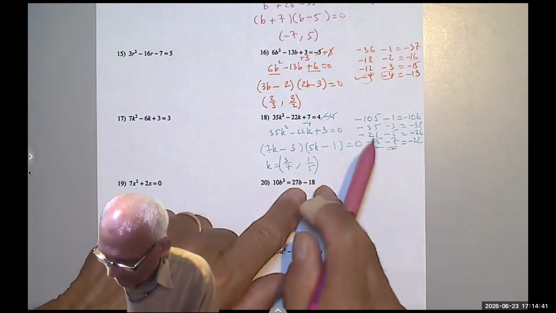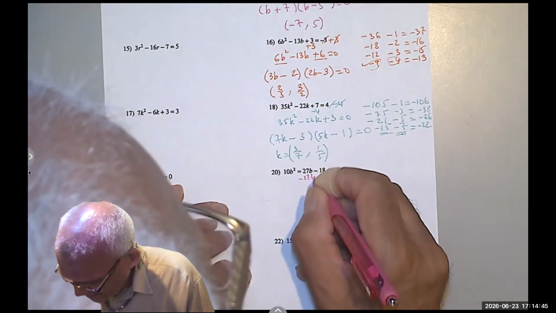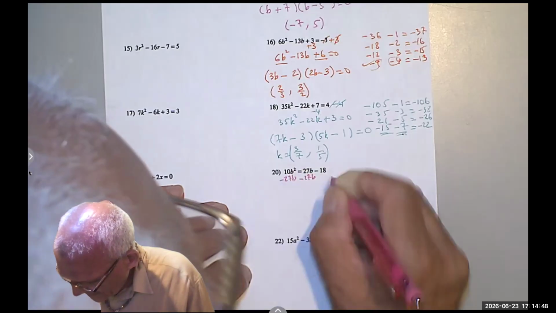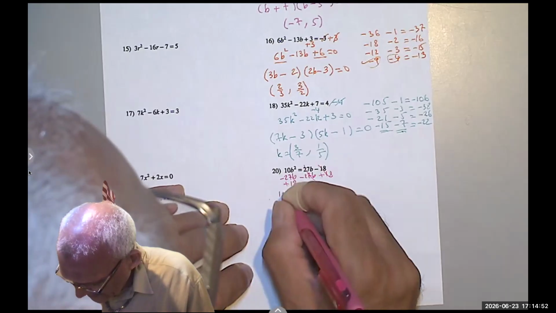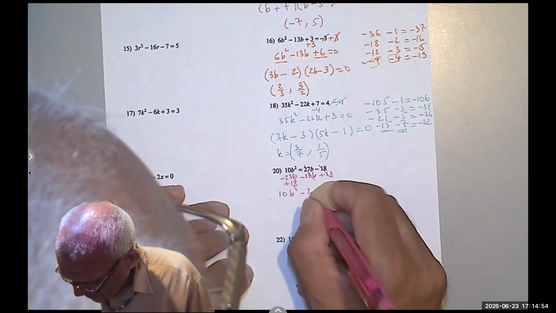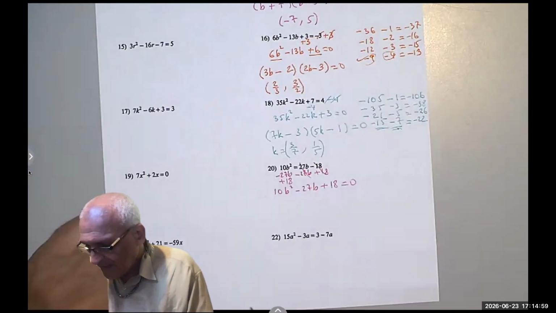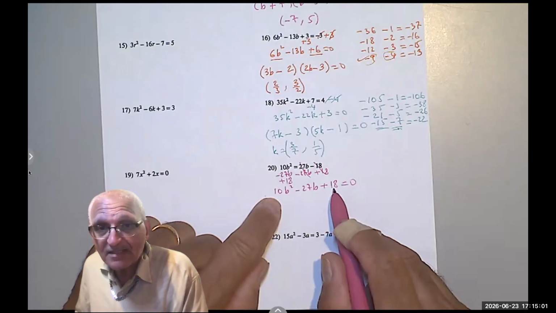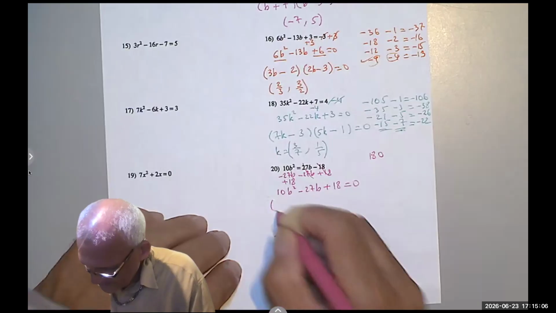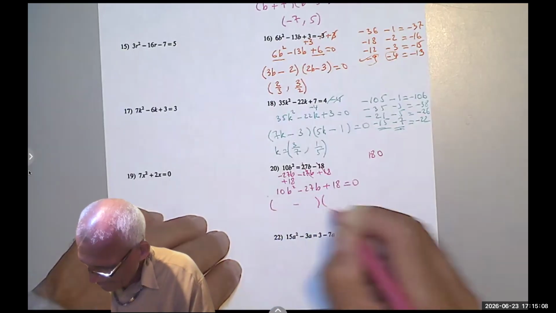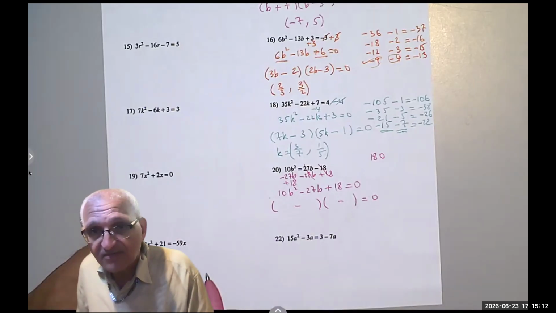Okay, now I'm going to move both of them to the left-hand side by subtracting 27b and adding 18. I get 10b squared minus 27b plus 18 equals 0. Now, I need two numbers that multiply to 180, and both are negative, and they add up to negative 27.